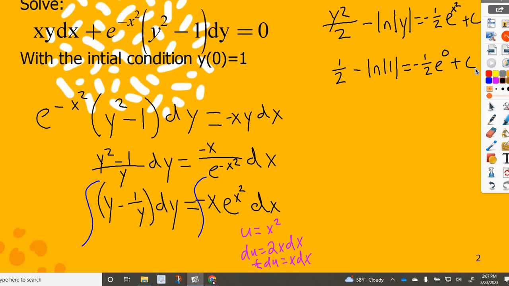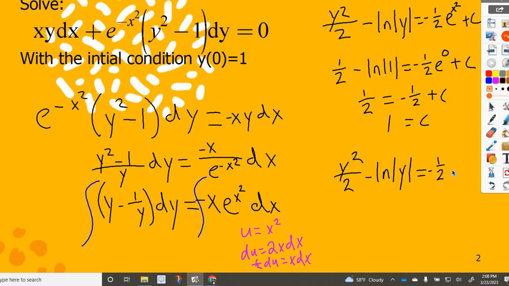Lovely and nice. So what is the natural log of 1? 0. What is e to the 0? 1. So what is c? 1. So we get 1 divided by 2 minus the natural log of the absolute value of y equals negative 1/2 e to the x squared plus 1. And now their answer. Great.